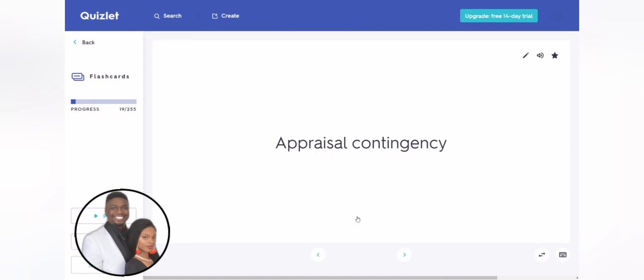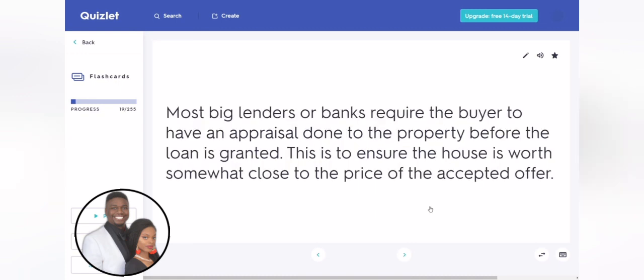Appraisal contingency. Most big lenders or banks require the buyer to have an appraisal done to the property before the loan is granted. This is to ensure the house is worth somewhat close to the price of the accepted offer.